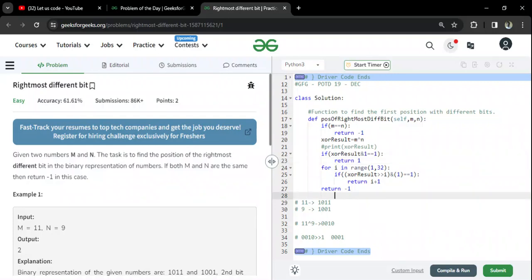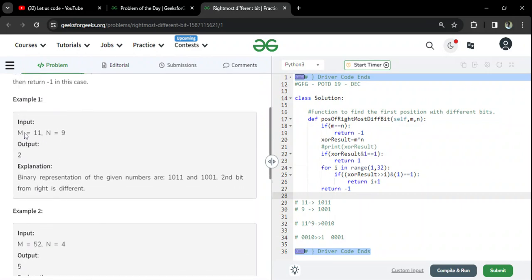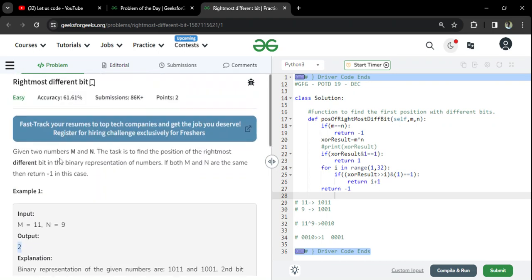Today we are at problem of the day 19 of the Geeks for Geeks December challenge, and we again have an easy question in front of us. It's called Rightmost Different Bit. As you can see, we are given two numbers, both integers, and we again have an integer as the output. Okay, let's see the question first.